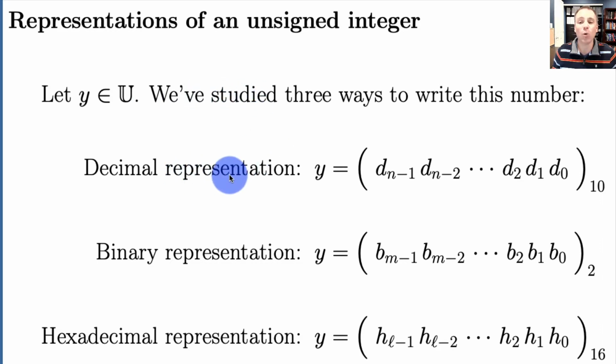We said that the decimal representation, aka the base 10 representation, expresses the value of y as multiples of powers of 10, where the decimal digit in position k is multiplied by 10 to the power of k. So d0 is multiplied by 10 to the 0, d1 is multiplied by 10 to the 1, and then we go all the way up to the nth digit in position n minus 1, which is multiplied by 10 to the n minus 1. Remember, the subscript value corresponds with the power of 10 in that representation.